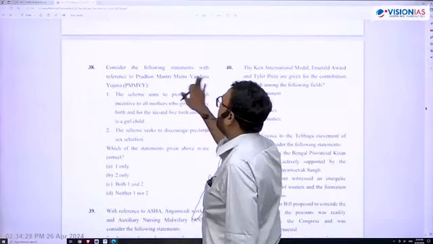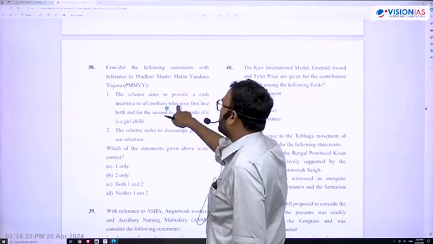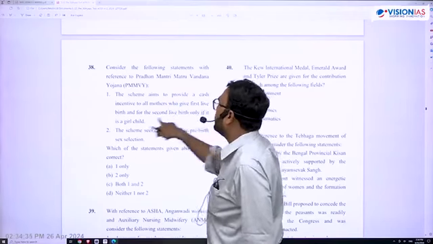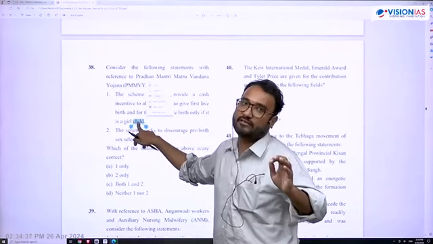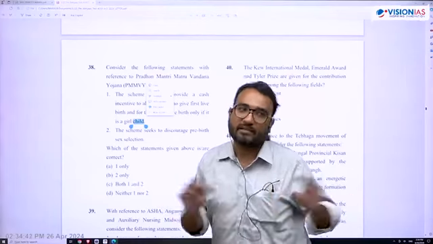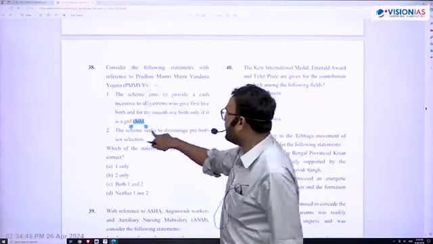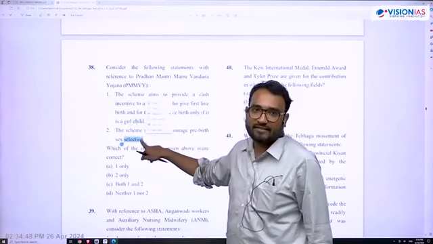Pradhan Mantri Matru Vandana Yojana. The scheme provides cash incentive to all mothers who give first live birth and second live birth only if it is a girl child. Absolutely correct statement. First live birth में irrespective of gender पैसा मिलेगा, you'll get money irrespective of gender. Second only if it is a girl child. Then the scheme seeks to discourage pre-birth sex selection.